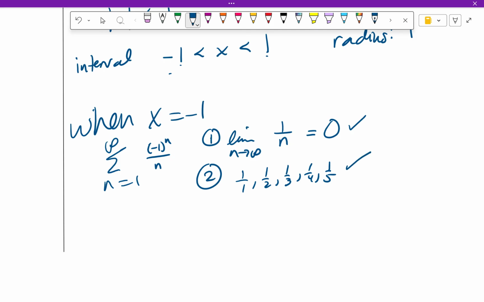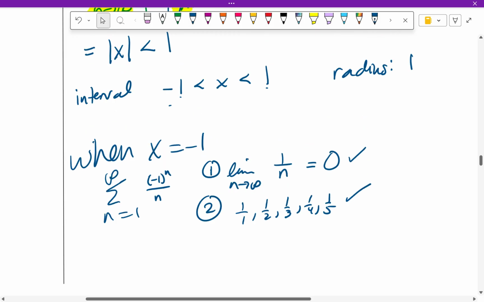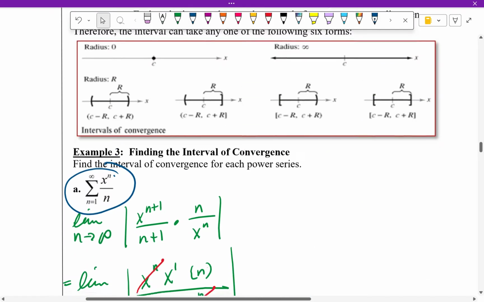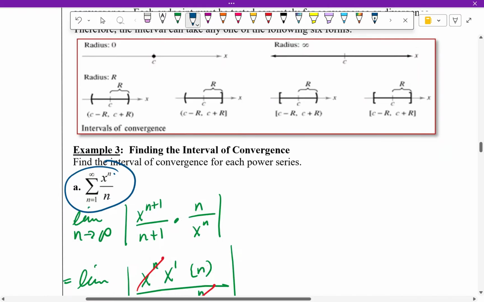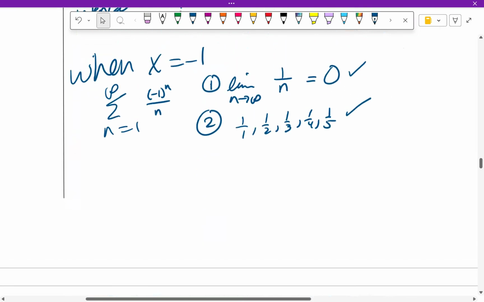I have a question. Why does it say when? Never mind. I was looking at when x equals -1. I'm just showing you that I'm testing this endpoint. But we're doing n equals 1. No, we're doing when x equals -1, because remember my original series was x to the n over n. So we're plugging a value in for x. Okay? All right, so what happens with this then?